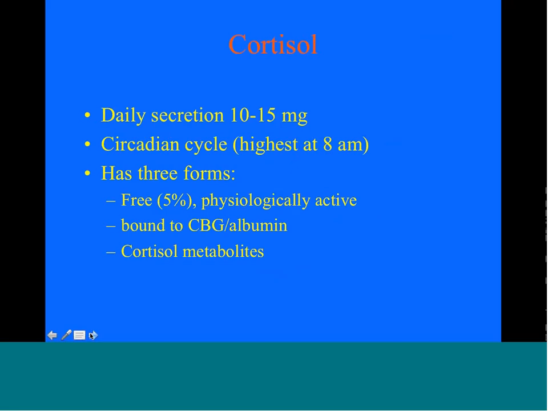Cortisol is the main hormone. It has a daily secretion of around 10 to 50 milligrams per day. It has a circadian cycle, and I'll show a slide of that shortly, with the highest level at around 8 in the morning. It has three forms. The free form is about 5%. It's physiologically active. It's bound to cortisol binding globulin, and albumin is the majority of it. And you also have cortisol metabolites that often are not bound to cortisol binding globulin or albumin. But it is the free form that's biologically active.